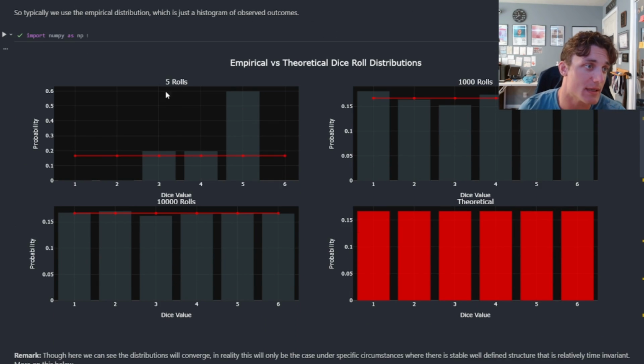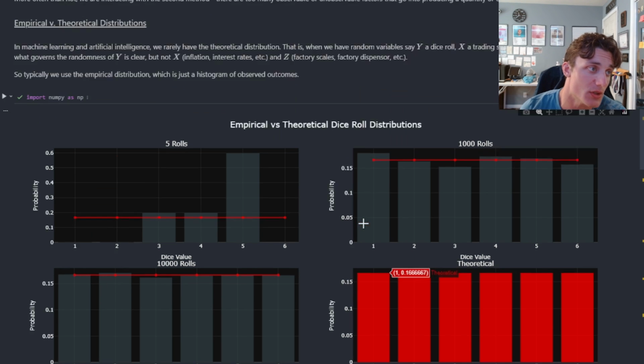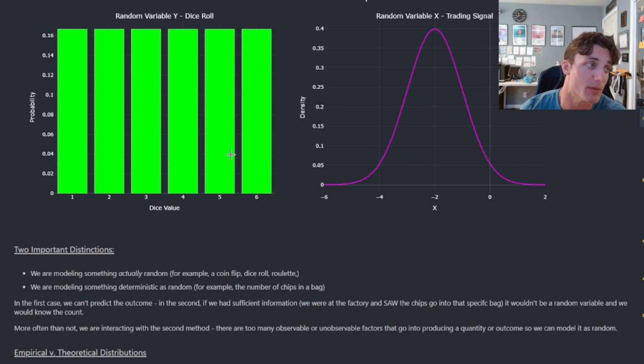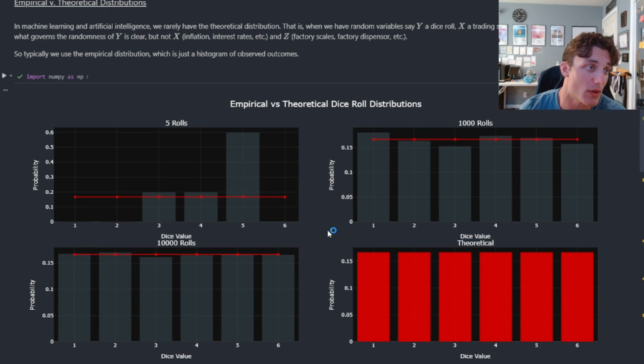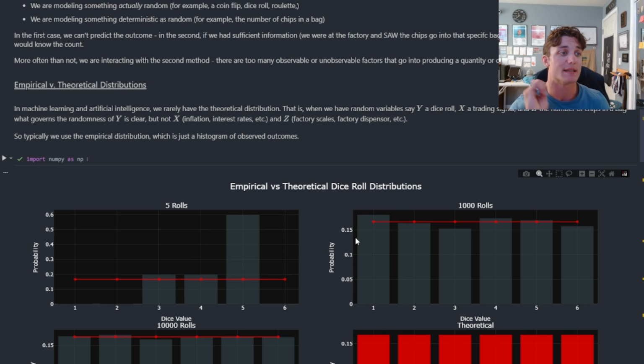I roll 5 dice, I record the empirical distribution. Then I roll 1,000, I record the empirical distribution. I roll 10,000, record the empirical distribution. This is certainly converging to the same theoretical distribution that we see up here. And that is because each dice roll is independent. If I roll a dice, then the next dice roll is not influenced by that previous dice roll, and I'm also drawing from the same distribution. I'm not changing the weight of the dice in between rolls.